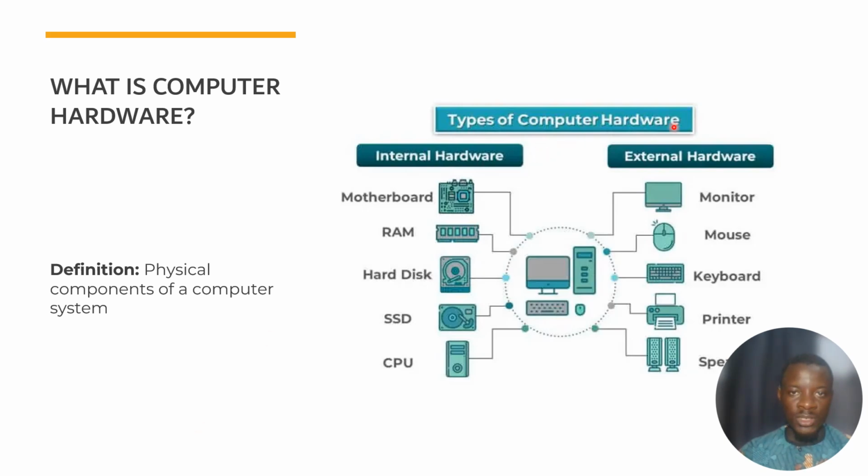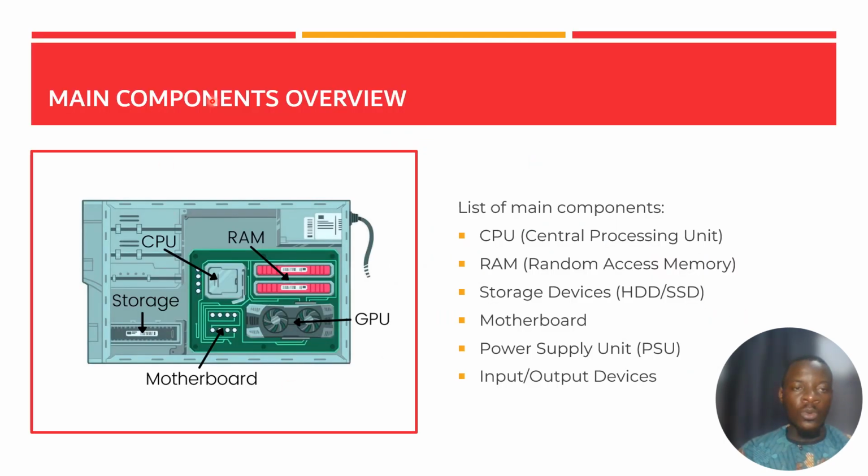So over here are the types of computer hardware: the internal computer hardware and the external computer hardware. So what are the main components? These are the core components found in most computer systems. Each plays a crucial role in the computer's operation. We will explore each of these in more detail throughout the presentation. So we'll be looking at the central processing unit, the RAM, the storage device, the motherboard, the power supply unit, and the input and output devices.